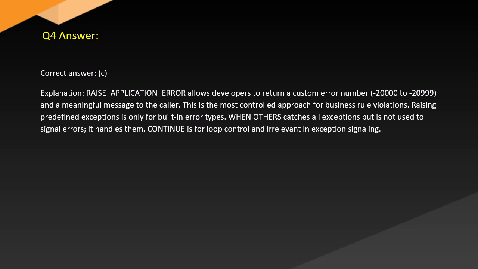Raising predefined exceptions is only for built-in error types. WHEN OTHERS catches all exceptions but is not used to signal errors; it handles them. CONTINUE is for loop control and irrelevant in exception signaling.